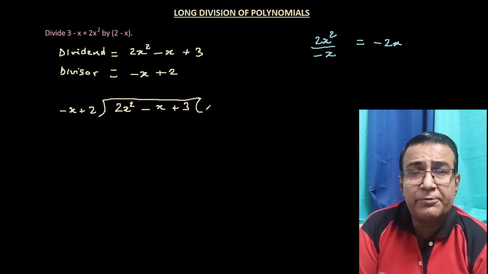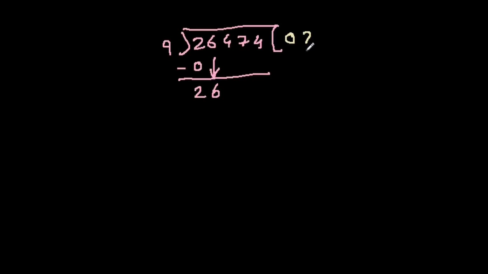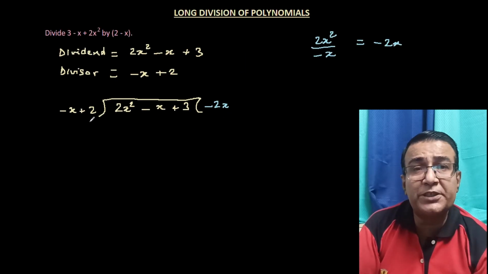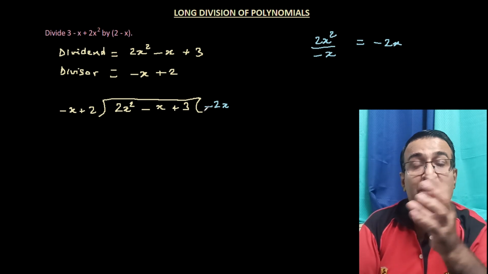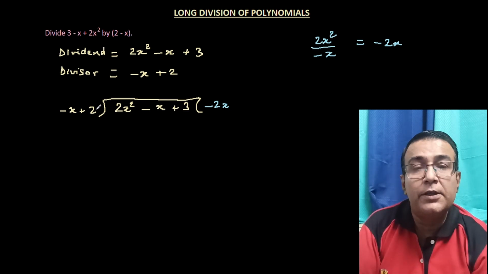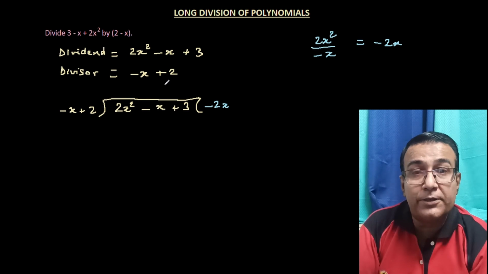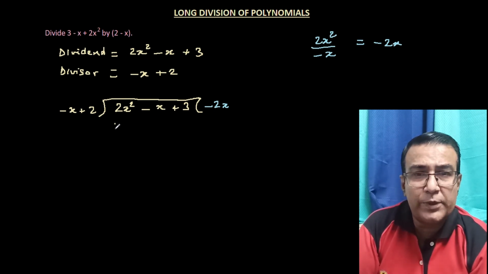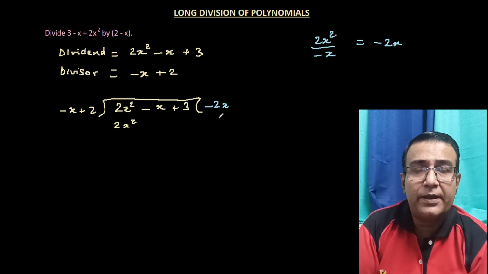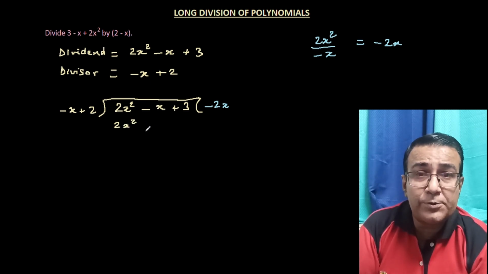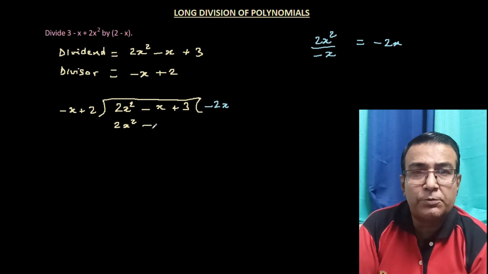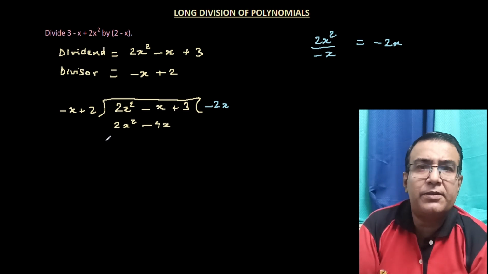Now let's come back to the division by 9. What were we doing there? Whatever we had written in the quotient, we were taking that and multiplying it by the divisor. So here also we take this quotient minus 2x, and this time we have to multiply it by the complete divisor, which means multiplying it by all the terms of the divisor. Minus 2x times minus x gives us 2x square. Write that below the 2x square. Then you have to multiply this minus 2x by plus 2 also. Minus 2x times 2 gives you minus 4x. Write that beneath the x term.